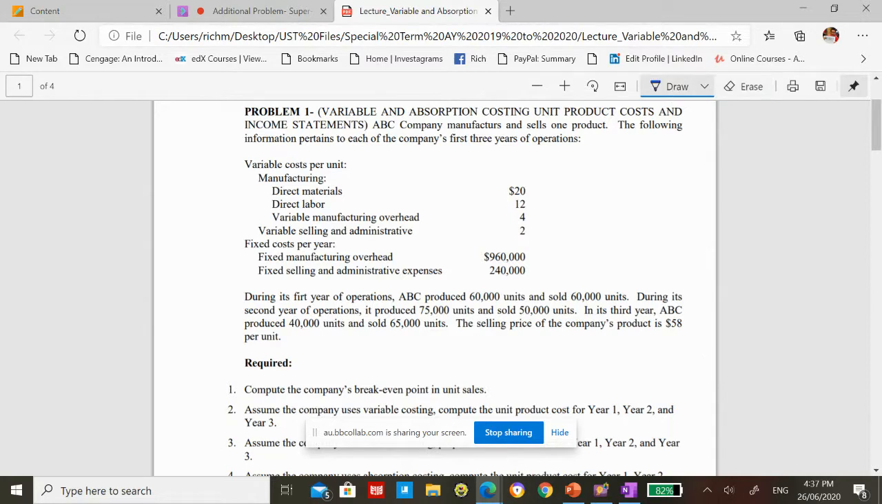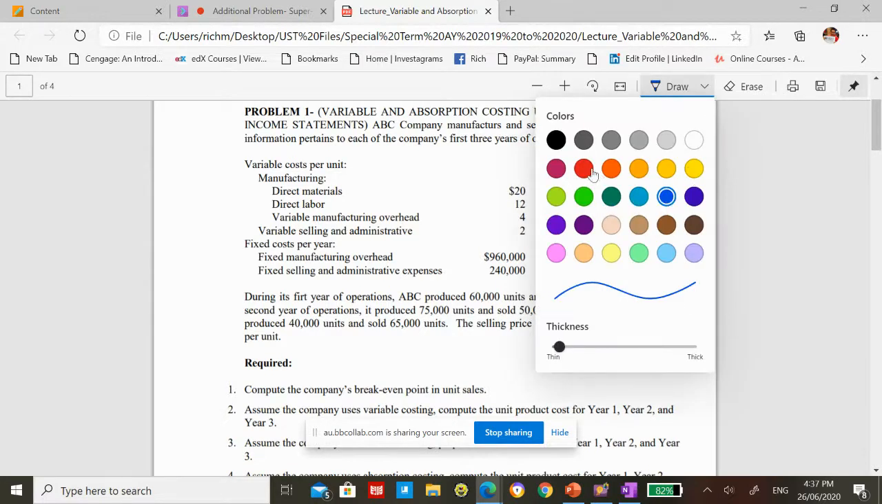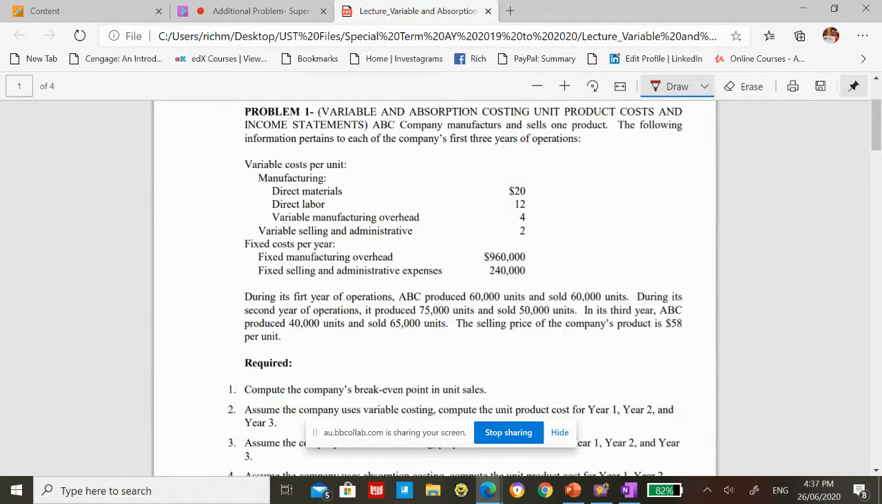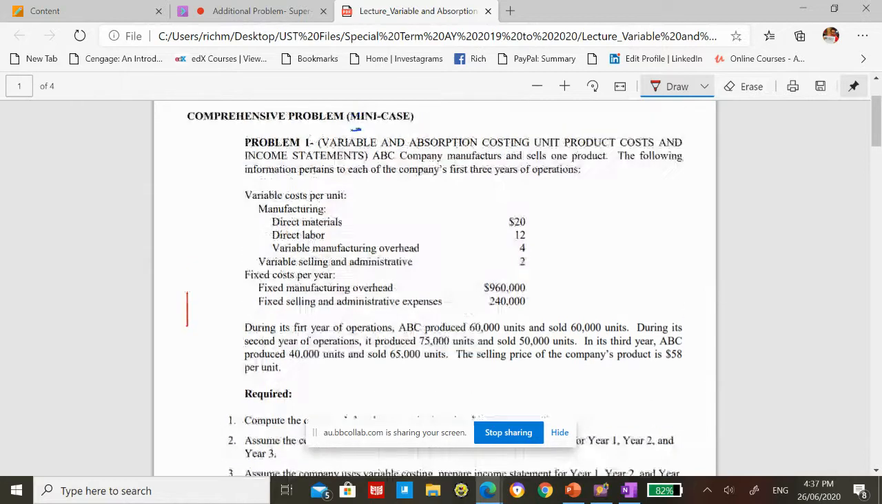But instead of the regular variable costing, I will assume that the requirement of the problem is a super variable costing method. So instead of variable costing, this will be super variable.